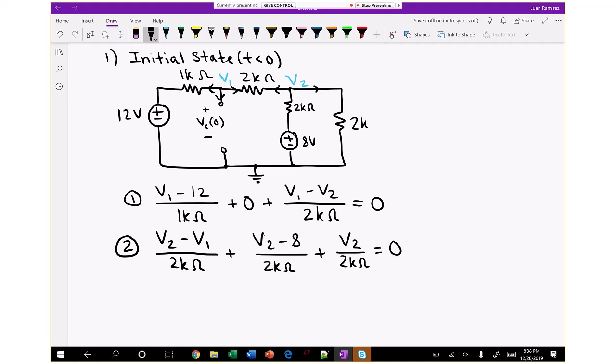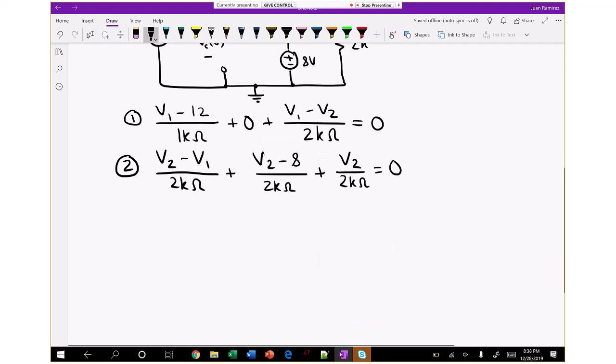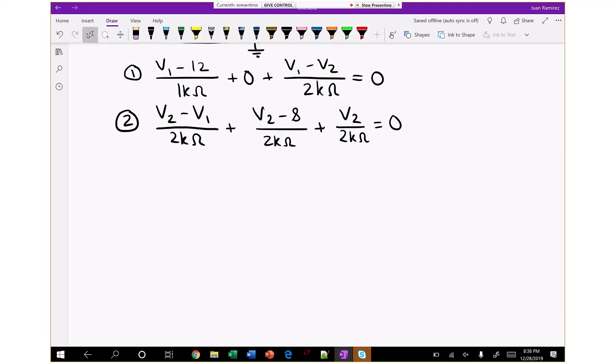All right, and so we'll do some simple manipulations here. For example, KCL equation at 1, I'm going to multiply by 2k.